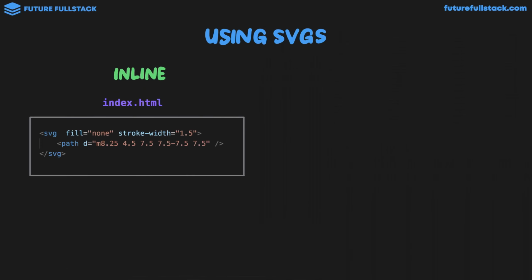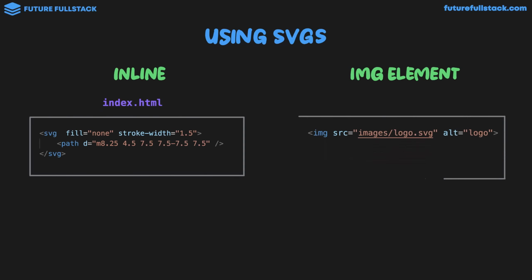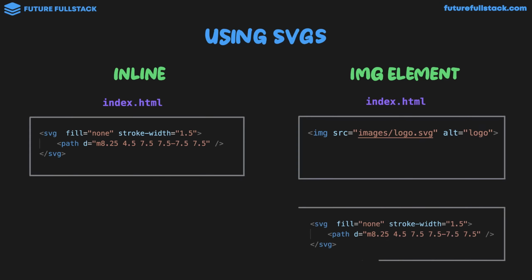The other option is to use an image element and reference the SVG, exactly how we do with bitmap images. We would use an image tag like this on index.html and use the source attribute to reference a relative URL where the SVG is stored. In this case, logo.svg, which is inside the images directory. So let's look at this option inside VS Code.